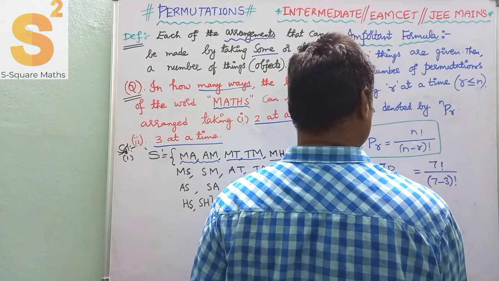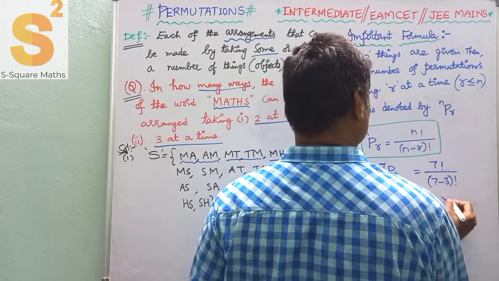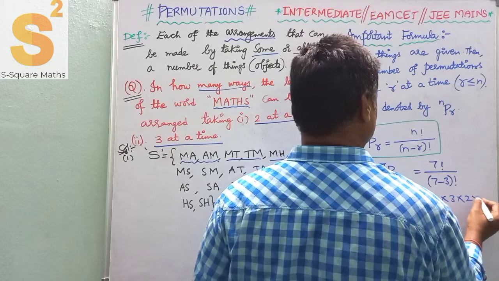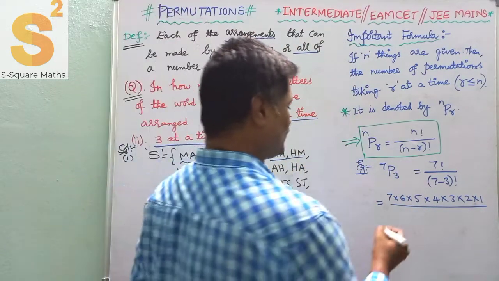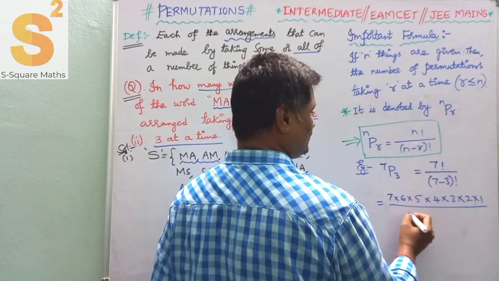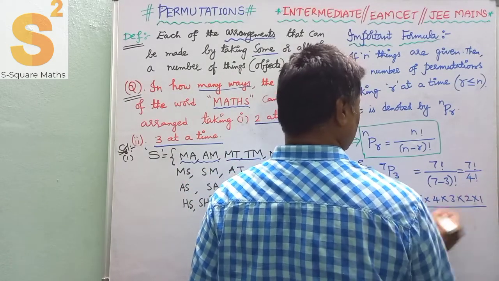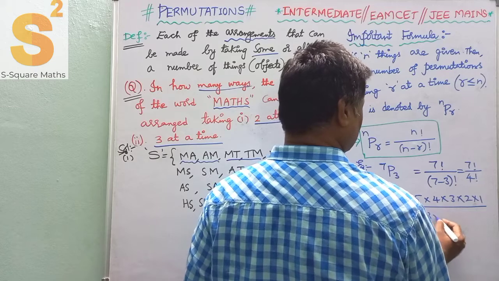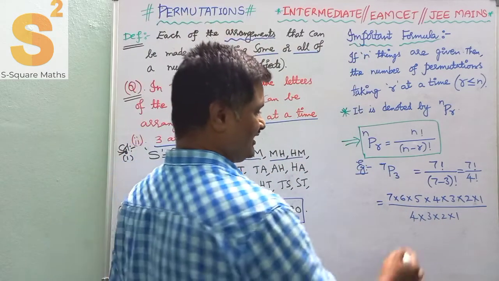So 7P3 will be given as 7 into 6 into 5 into 4 into 3 into 2 into 1 by 7 minus 3, nothing but 4 factorial. So 7 factorial by, here I can write 4 factorial. Again it can be written as 4 into 3 into 2 into 1.